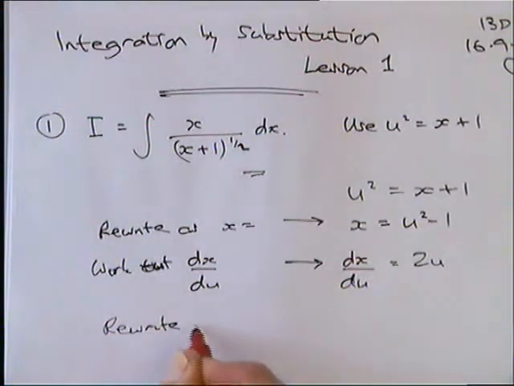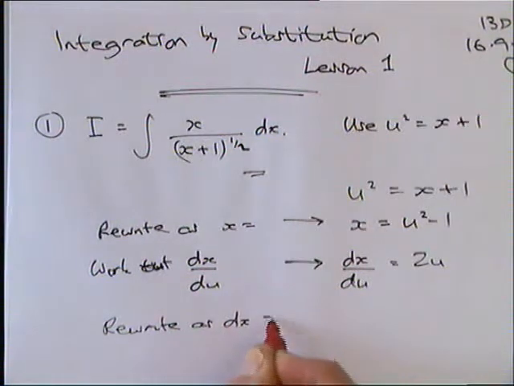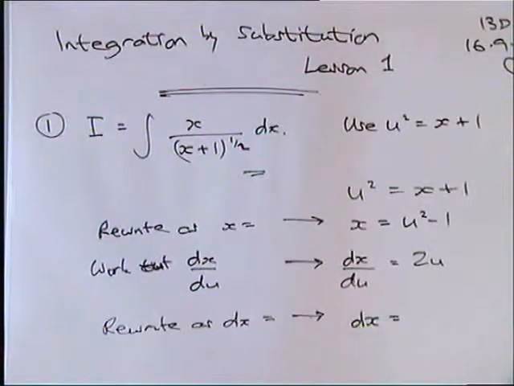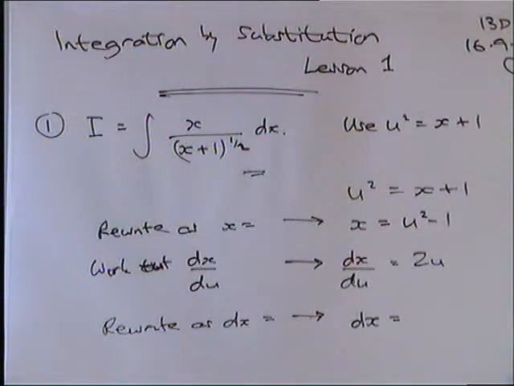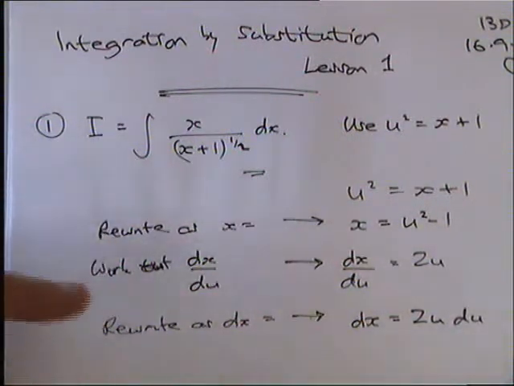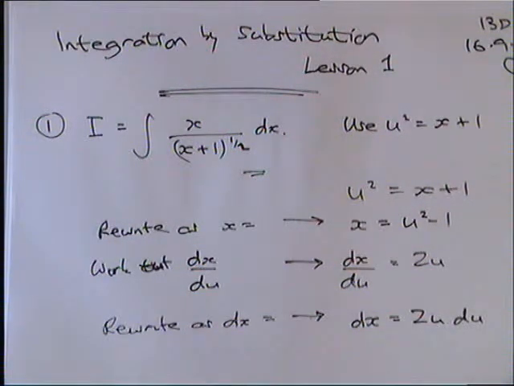And then rewrite that as dx equals something. Just treat this as a fraction. So what would dx be equal to? 2u du, yeah, that's right, okay. I suppose in theory what I've done down here would be my red box, I suppose. That's what I would do.